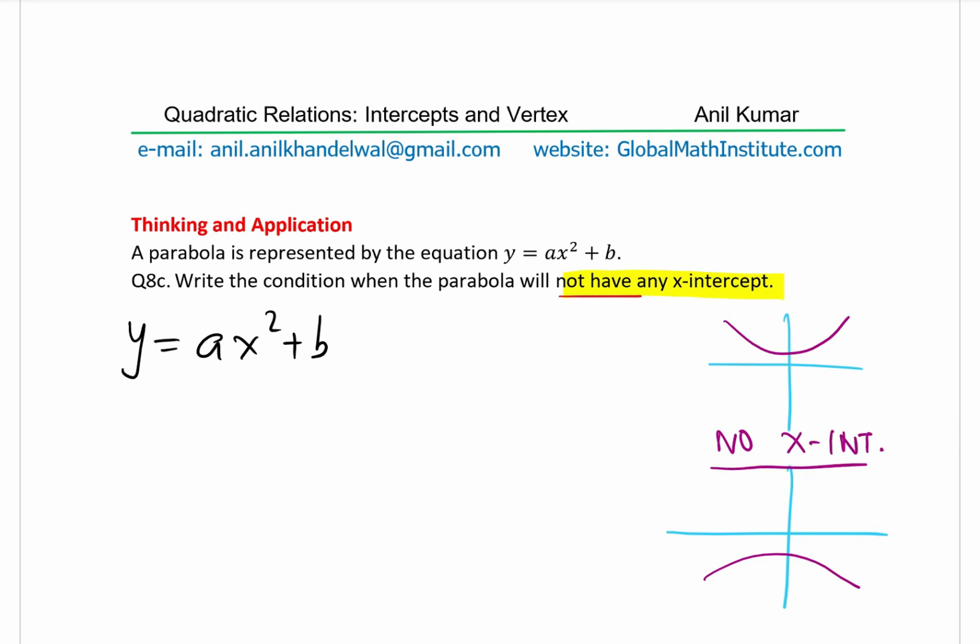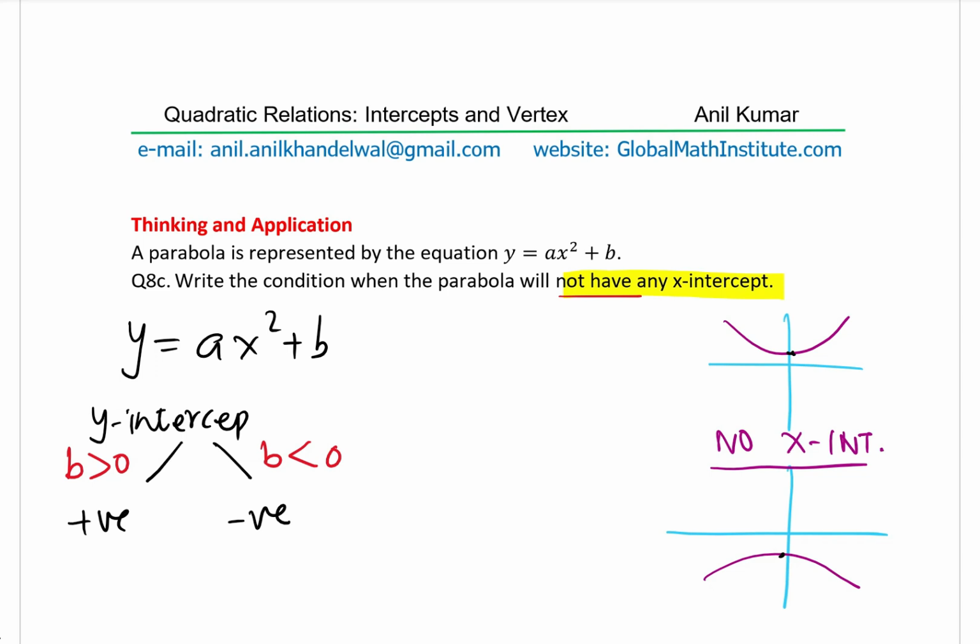Perfect. Those are the conditions. Now in that case, what happens? Again, observe the y-intercept and where it opens. Correct? So in this case, we have two conditions: the y-intercept is positive or it is negative. Positive really means that the value of b is greater than 0. Negative means b is less than 0.